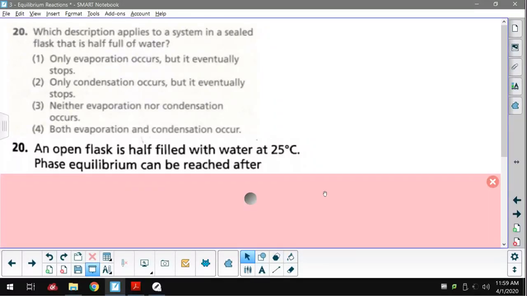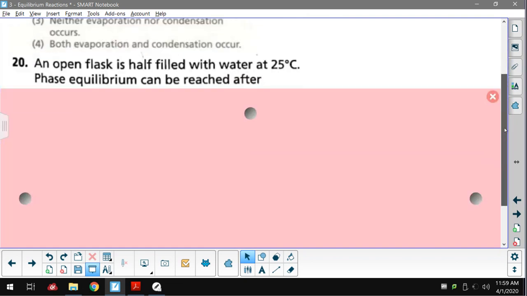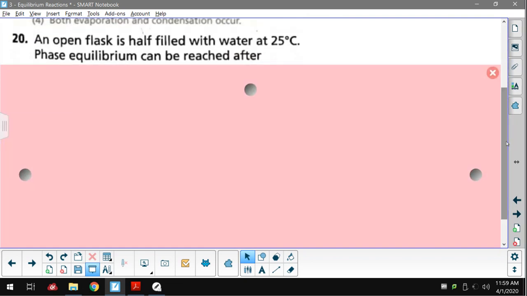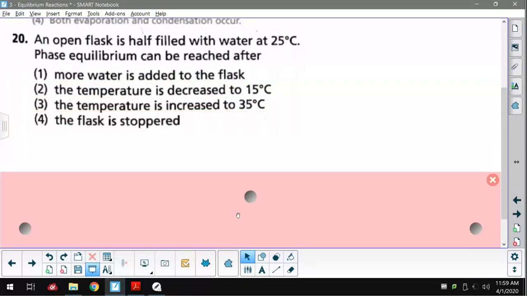Phase equilibrium, a physical equilibrium, can only be reached if you cap it. Otherwise, what's going to happen? You have to think about it. You have a bottle of water and there's no top on it. What's going to happen? Well, all that water is going to evaporate eventually. But if you want to get that equilibrium, you have to cap it.